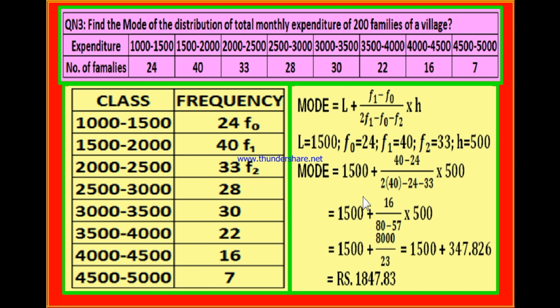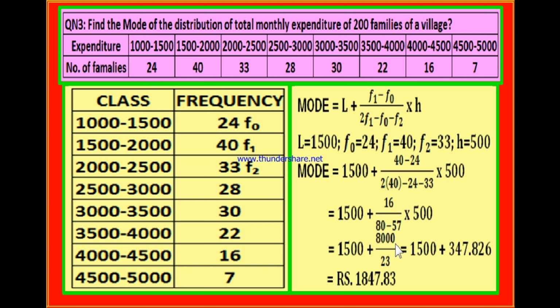This is equal to 1500 plus, what is 40 minus 24? 40 minus 24 is 16, divided by 2 into 40 is 80, minus 24 minus 33 is minus 57, into 500. 1500 plus 16 into 500 is 8000, isn't it? 16 into 5 is 80 and 2 more zeros, therefore write 2 zeros more, so that it is 8000, divided by 80 minus 57 is 23.